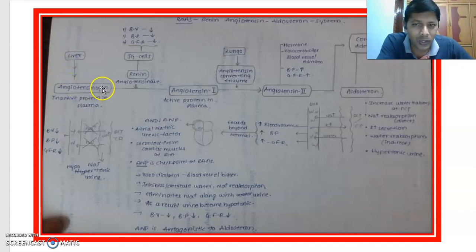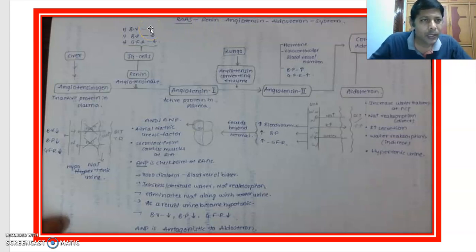One of them is angiotensinogen, and there is an 'ogen', which means it is an inactive form. Pepsinogen is the inactive form of pepsin, and prorenin, with a 'pro', is also inactive. Many substances ending with 'ogen' are inactive forms. Angiotensinogen is an inactive protein present in the plasma, produced by the liver.